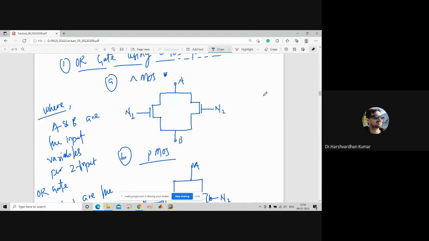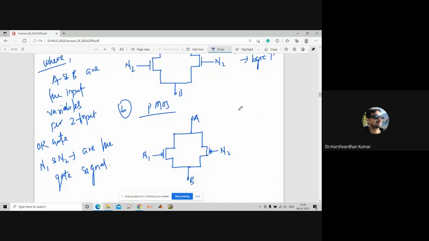So for NMOS, what will be the range of N1 and N2 to operate the transistor? Should it be less than 0 or greater than 0? For NMOS, greater than 0. Here we are talking in logical terms, so it means it should be logic 1.